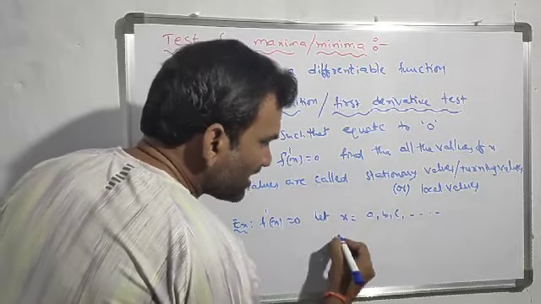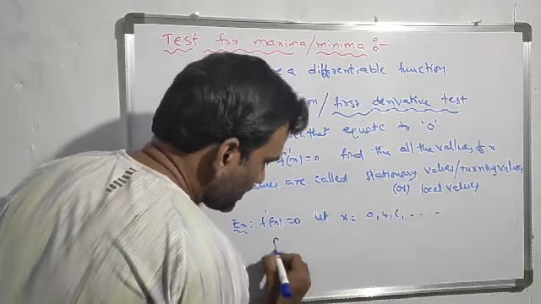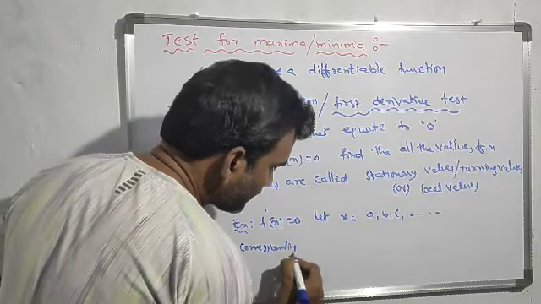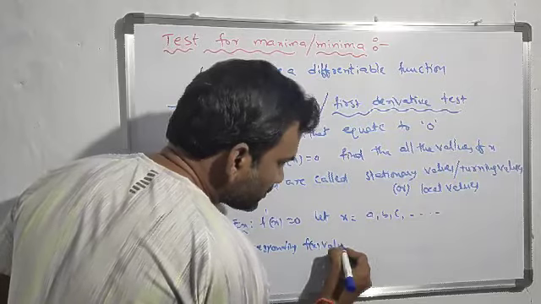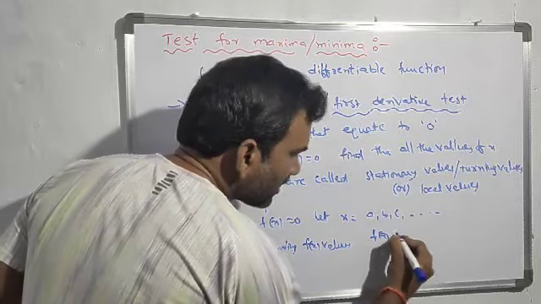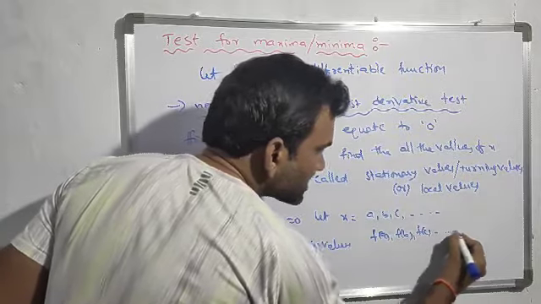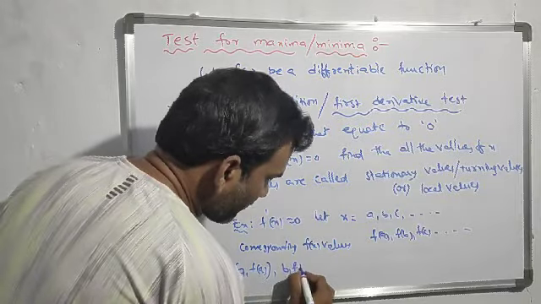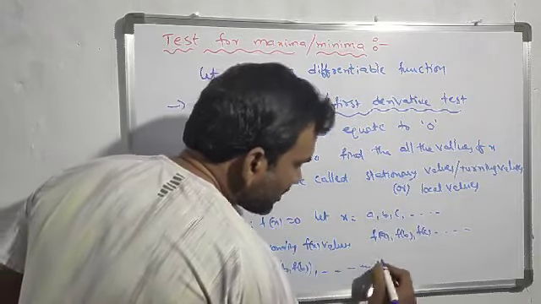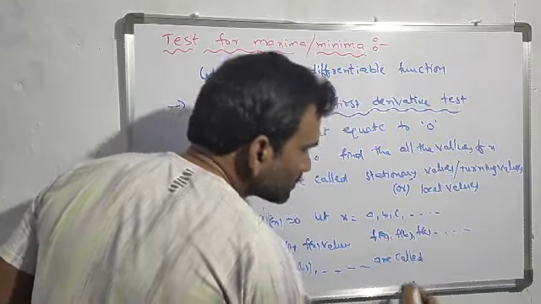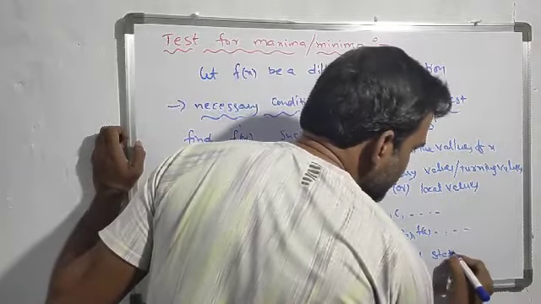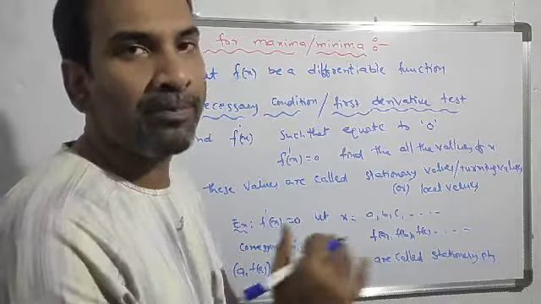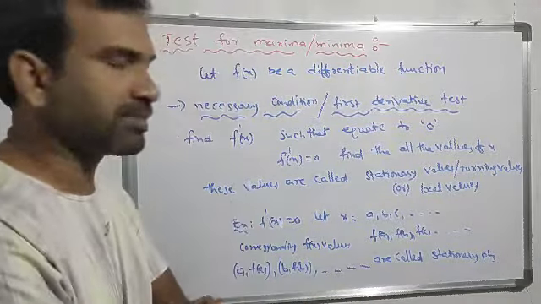So at these values, the corresponding f of x values are f of a, f of b, f of c, etc. So a comma f of a, b comma f of b, like this, are called stationary points or turning points or local points. So this is the concept.